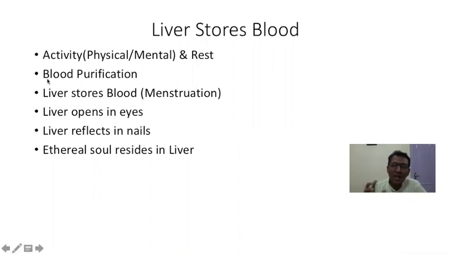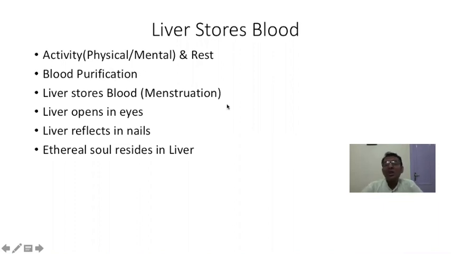And while the blood is in the liver, what does it do? It does a lot of functions. We keep hearing that it performs more than 500 functions, and more than 1000 chemicals get released. It is called the chemical factory of the body. So the purification of blood happens while the blood is stored in the liver.